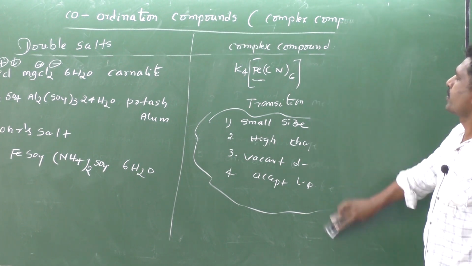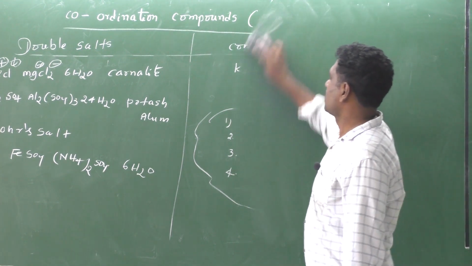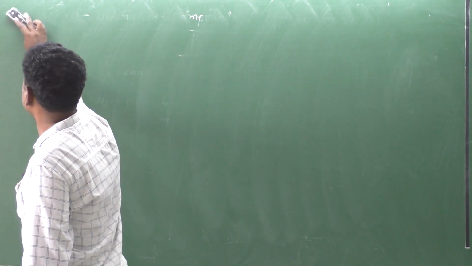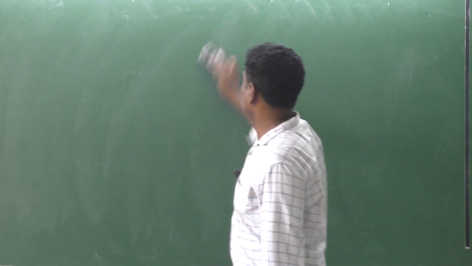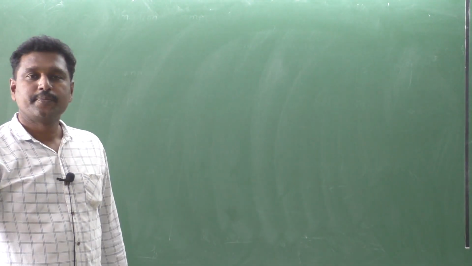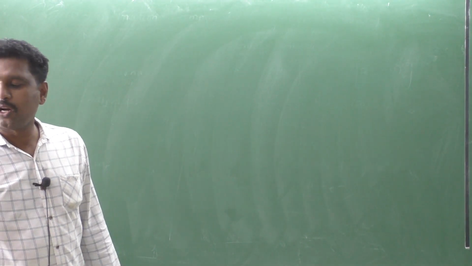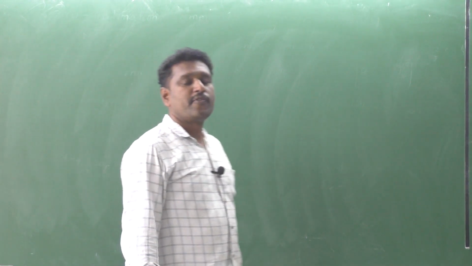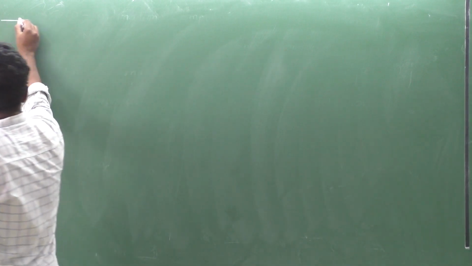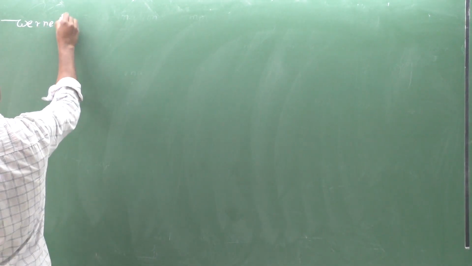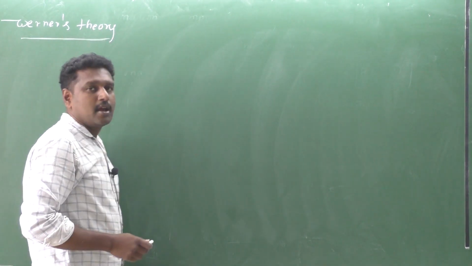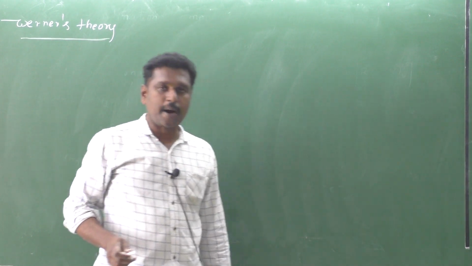After that, next one, there is a theory. That theory is called Werner's theory. Werner's theory explains the properties of complex compounds.